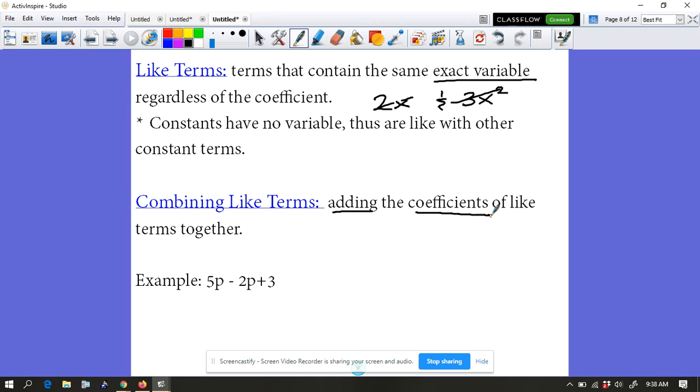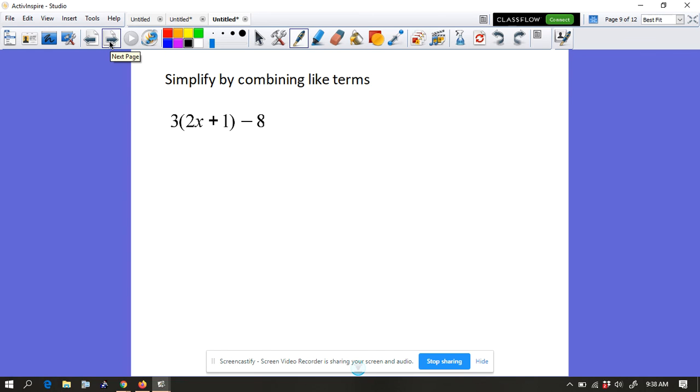Okay? So if we come down to this example problem, we have 5p minus 2p plus 3. The first term and the second term have just a plain p. So that means I'm going to do 5 plus negative 2, which is the same thing as 5 minus 2. That gives me 3p. And then I just bring down this plus 3. And I have 3p plus 3. They are not like terms because one has a p, one does not. So I'm done. You are going to try this problem on your own.